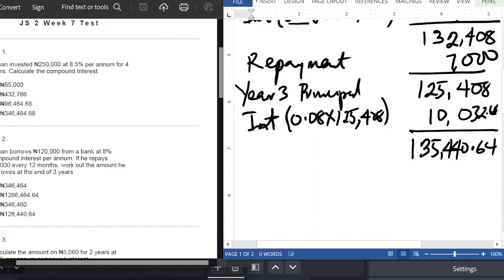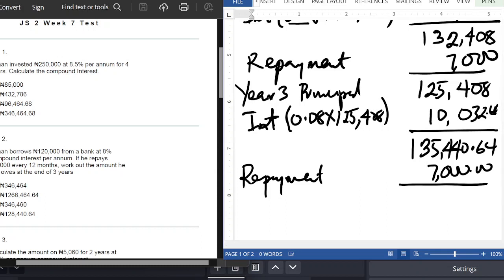So we also subtract the repayment, which is 7,000 naira, right? So we subtract this minus 7,000 naira, which will give us 128,440.64 naira. So that gives us option D. That's the last option there, option D, as you can see. So that's the second question.